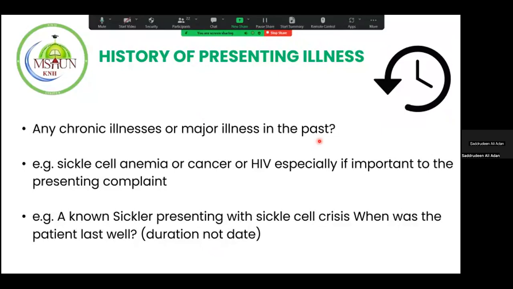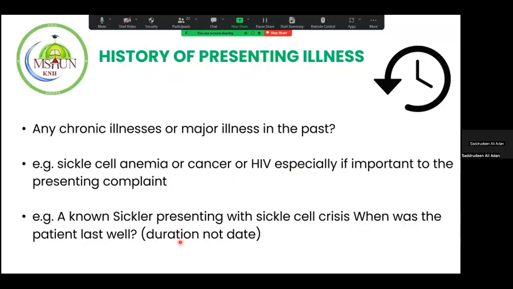So start by introducing if the patient has any chronic illness. For example, you can say a patient with sickle cell anemia, or a patient with cancer or HIV, especially if it's important to the presenting complaint. And maybe you can say the current medication he is on for that condition. For example, a known sickler presenting with sickle cell crisis. And also it's good to say when the patient was last well. And remember, you don't say the date, you always mention the duration. 3 weeks ago, 2 weeks ago, etc. Never mention the specific date anywhere in your history.